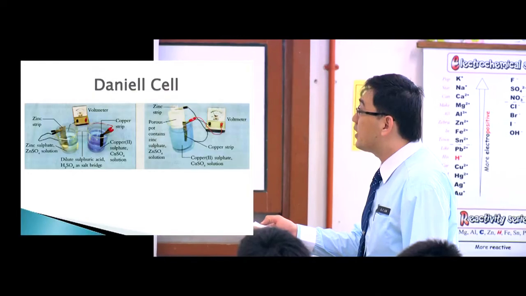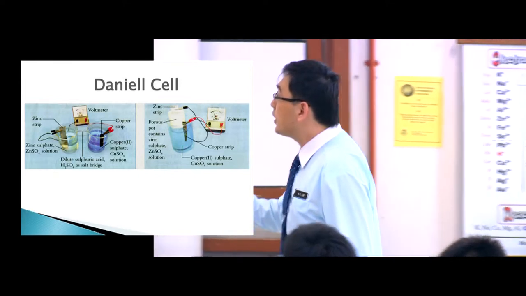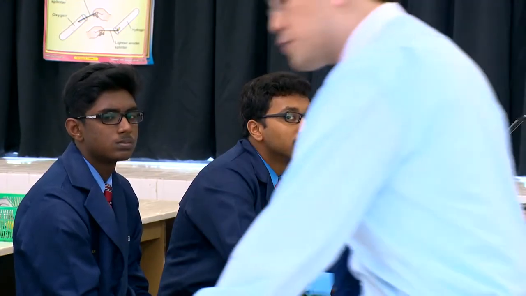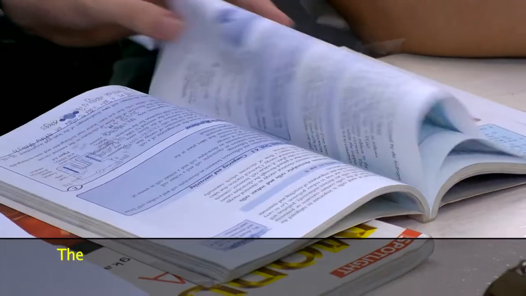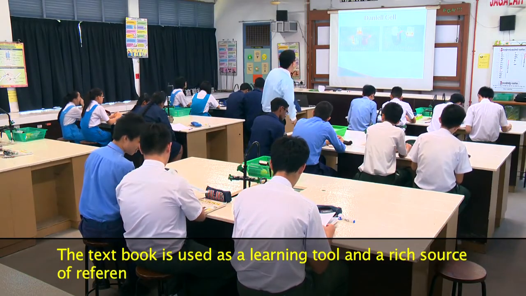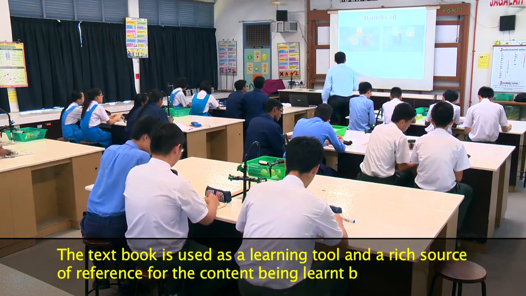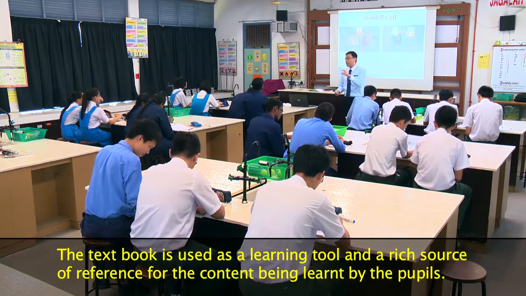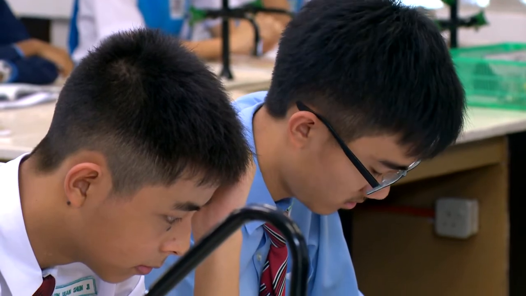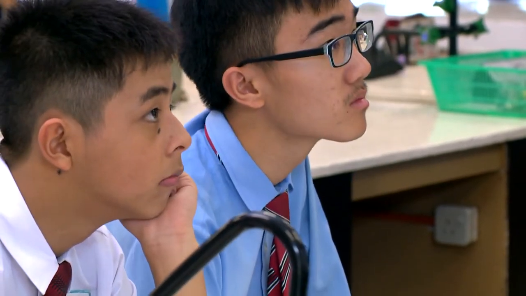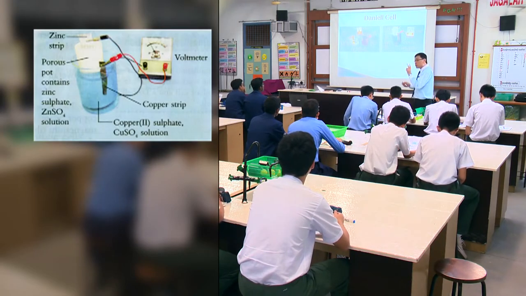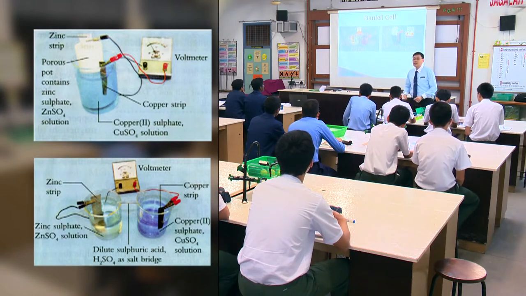If you look properly, here we have two beakers, and in between the beakers there is a connection. If you want to look in detail, you can flip to the textbook, page 105. Look in detail at the diagram. Can you see that, page 105? In between there is a U-tube, and this U-tube acts as the salt bridge. Another way, sometimes we can also use two containers: one is the beaker, another one we call the porous pot. But we still use two different solutions. This is called the Daniell cell.